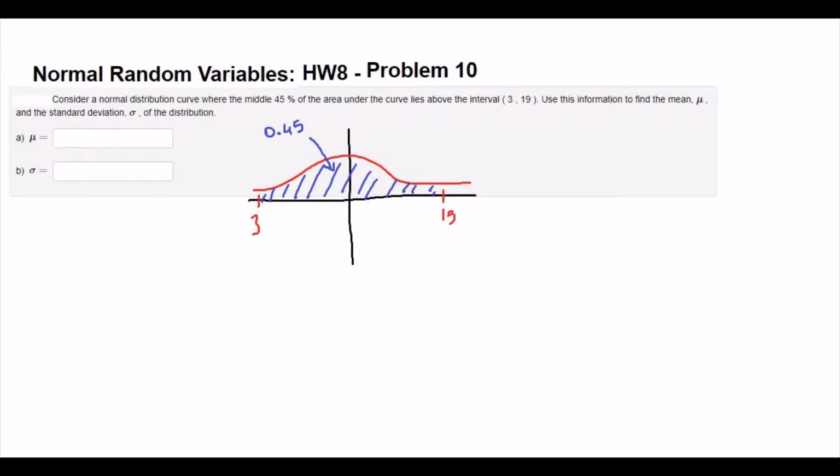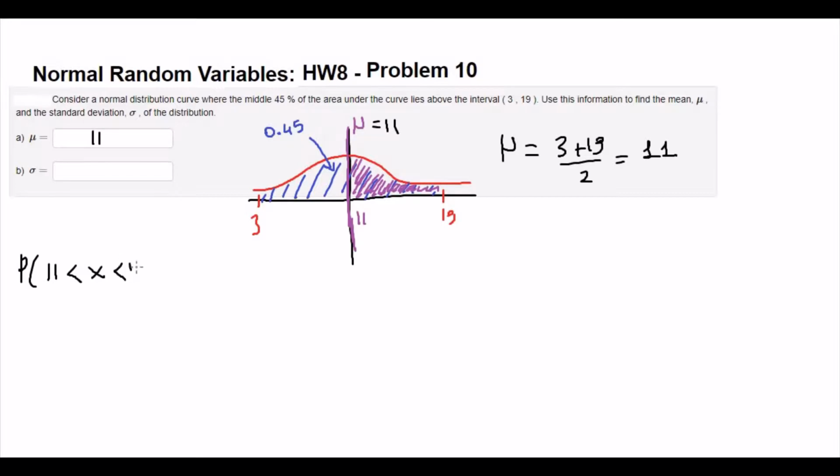Now we can use the symmetry, and we know that the point where mu is divides the bell curve evenly. That's the midpoint of 3 and 19. So mu will be equal to (3 plus 19) divided by 2, which is 11. Now we know that our mu value is 11. Now we can use the symmetry and divide this area into 2, and take from 11 to 19. So the probability that x is between 11 and 19 is half of this area, which is half of 45%, which is 22.5%.